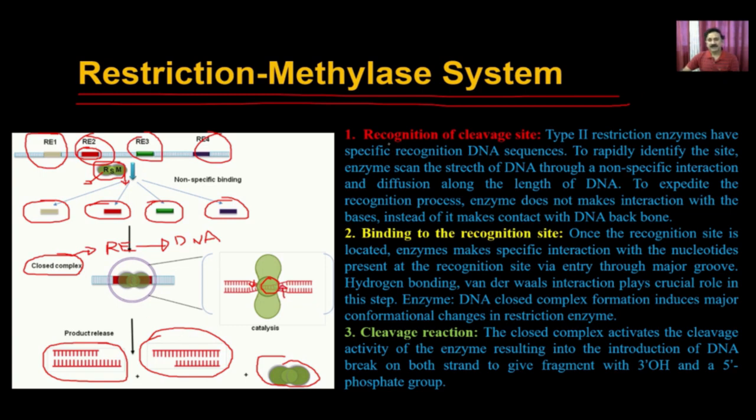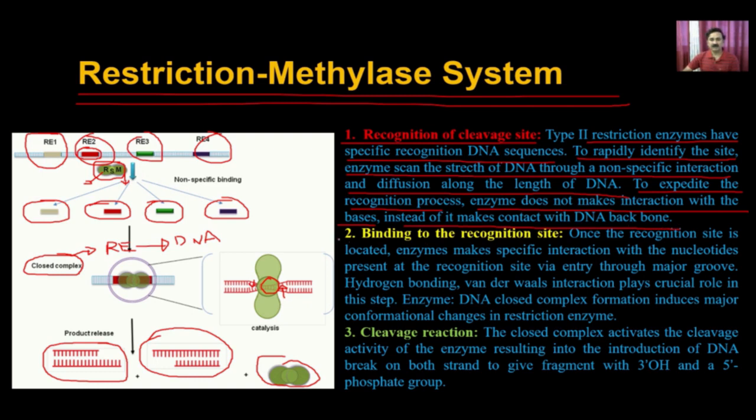So in the mechanism part, the enzyme is going to first recognize the cleavage site, or it is going to scan the DNA. Restriction enzymes have a specific recognition sequence. To rapidly identify the site, the enzyme scans the stretch of DNA through non-specific interaction and diffusion along the length of DNA. To expedite the recognition process, the enzyme does not make interaction with the bases. Instead, it makes contact with the DNA backbone. Now, once this happens, it binds to the recognition site.